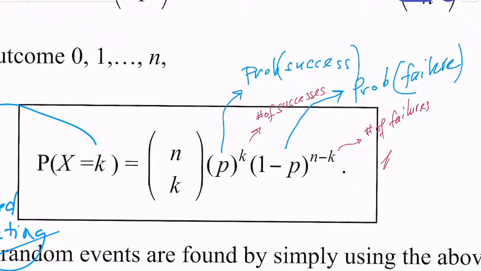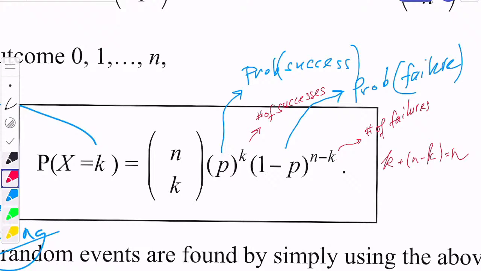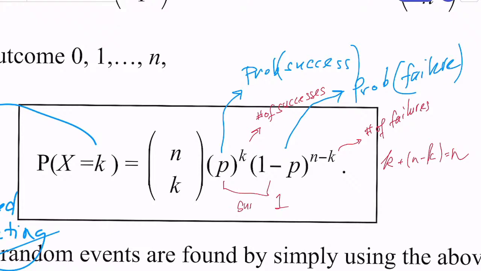And it turns out that K plus N minus K would be the total number of trials, or N. So these exponents add up to N, and these probabilities added together make 1. So that's the pattern you should always see.